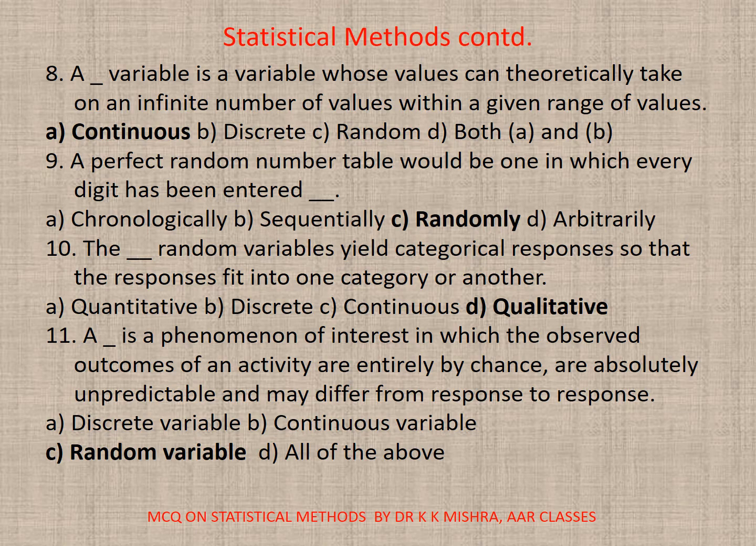8. A dash variable is a variable whose values can theoretically take on an infinite number of values within a given range of values: A. Continuous, B. Discrete, C. Random, D. Both A and B. The correct option is A.